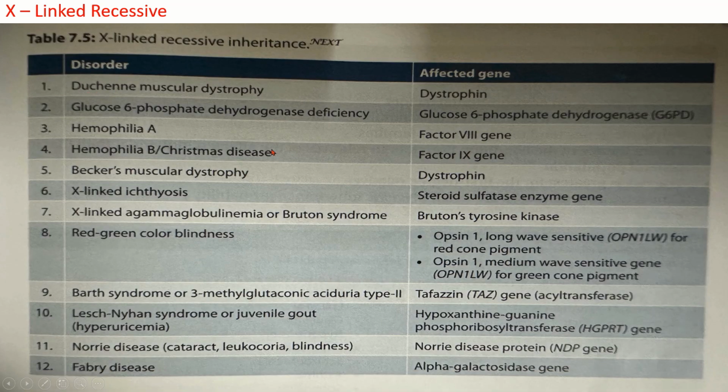Examples: Duchenne muscular dystrophy, glucose-6-phosphate dehydrogenase deficiency, hemophilia A, hemophilia B, Christmas disease. Then Becker's muscular dystrophy, X-linked ichthyosis, X-linked agammaglobulinemia or Bruton syndrome, red-green color blindness, Barth syndrome or 3-methylglutaconic aciduria type 2, then Lesch-Nyhan syndrome or juvenile gout, hyperuricemia, Norrie disease, cataract, leukocoria and blindness, then Fabry disease.